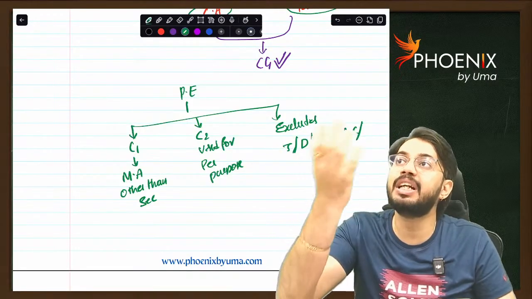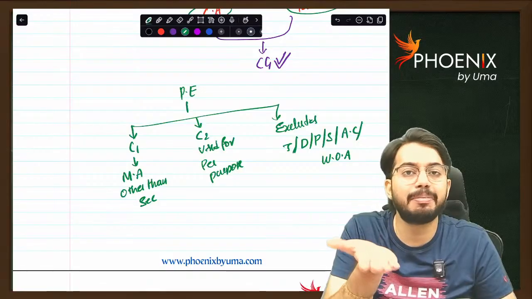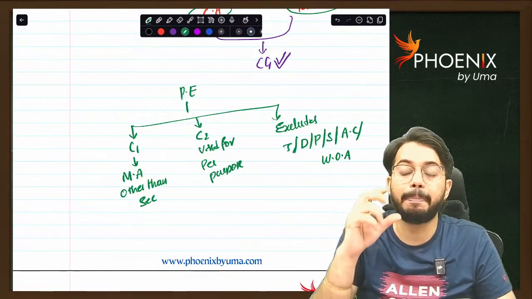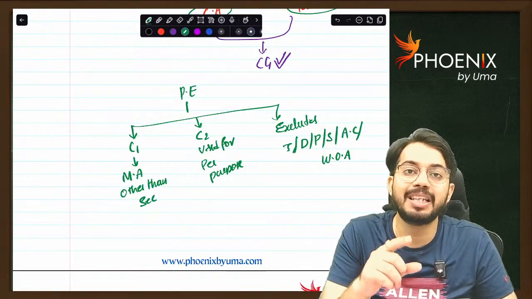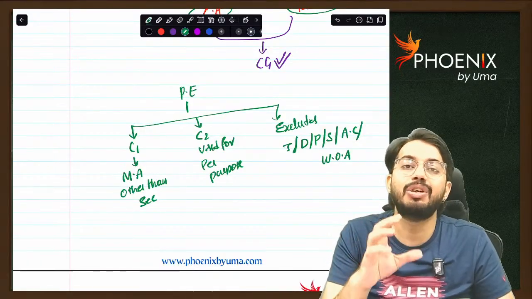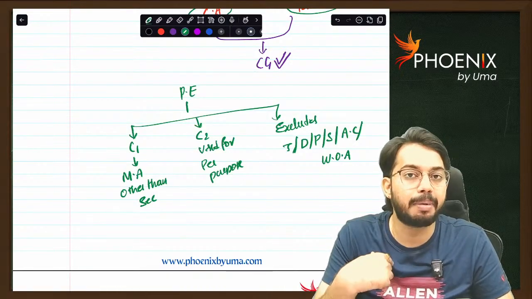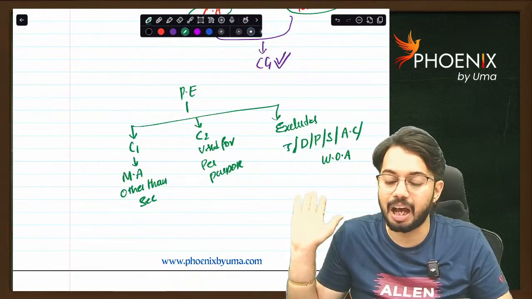Similarly, I purchased Reliance company shares. Whenever I purchase Reliance company shares, shares are a movable asset. But as per the personal effect definition, personal effect means any movable asset other than securities. So whatever shares and securities are there, even though you purchased them for personal purpose, they are not personal effect, they will be treated as capital assets. Are you able to understand?